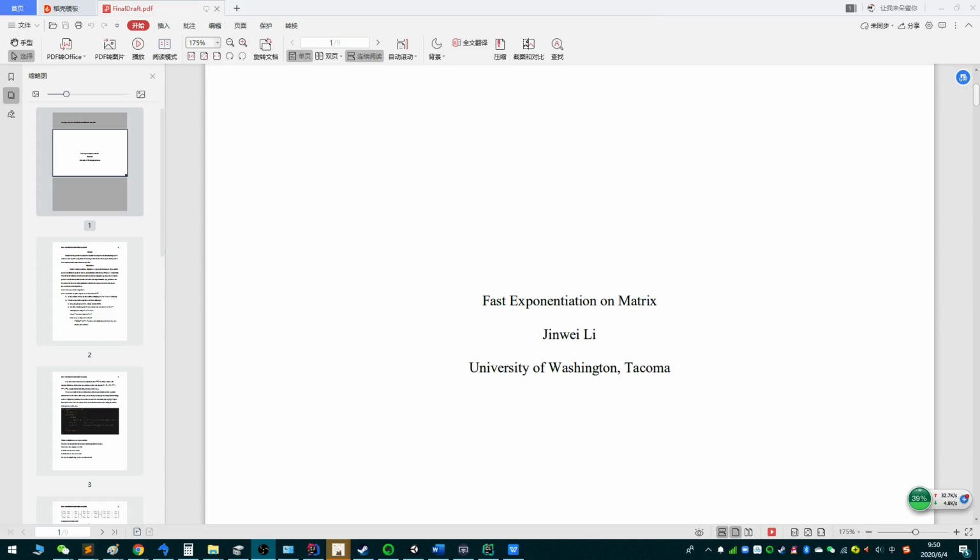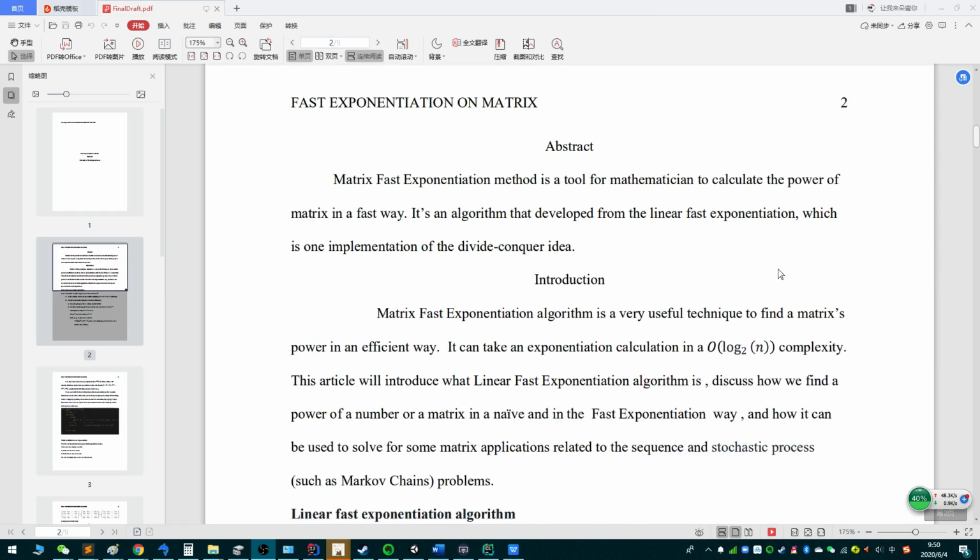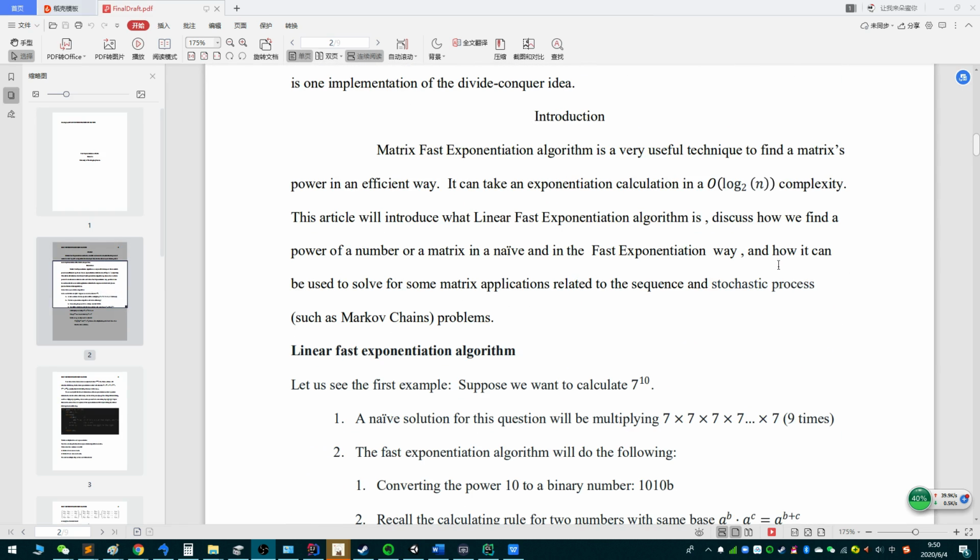Hi guys, today I will be talking about the fast exponentiation method on matrix. Fast exponentiation is a tool for people to calculate the power of a number in a fast way, and it comes from the idea of divide and conquer.